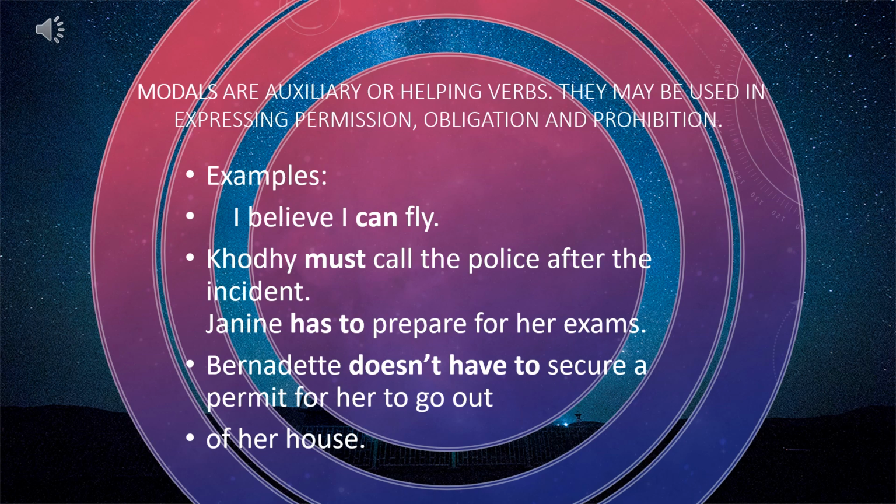Then in the next sentence, Janine has to prepare for her exams. You have there the has to. That conveys what? Obligation for Janine to prepare for her exams.